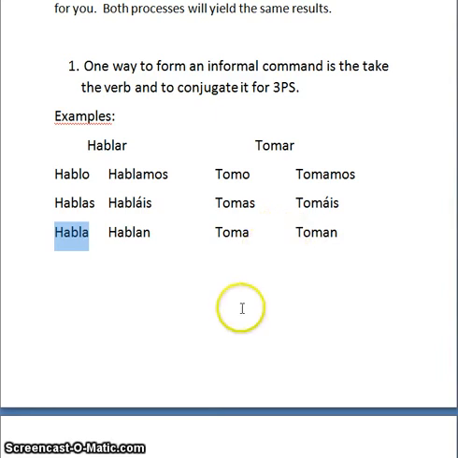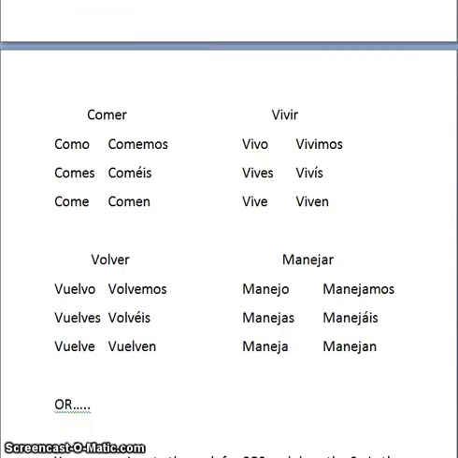If you're telling a person, take notes, toma apuntes. If you're telling a small child, eat your vegetables, come tus vegetales. If you're telling someone, live a good life, vive una vida buena. Return home at 12. Vuelve a casa a medianoche. And last one, drive with caution. Maneja con cuidado. See how easy that was? Super easy. Third person singular.